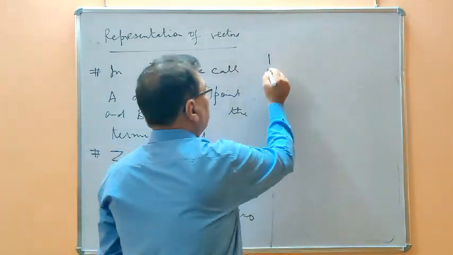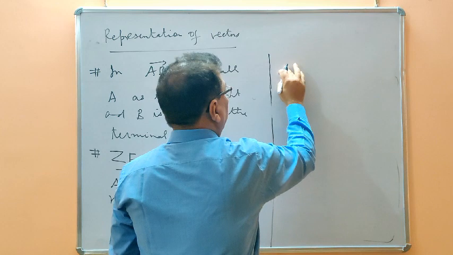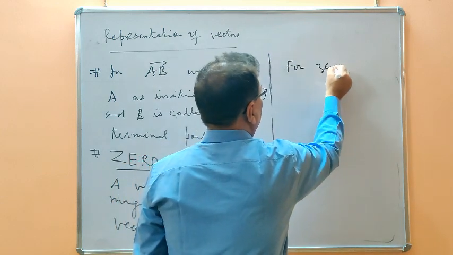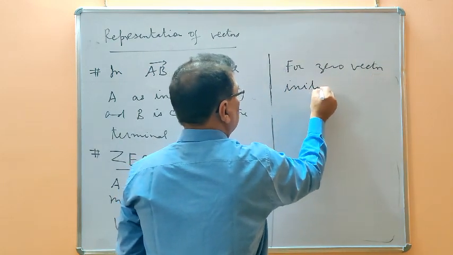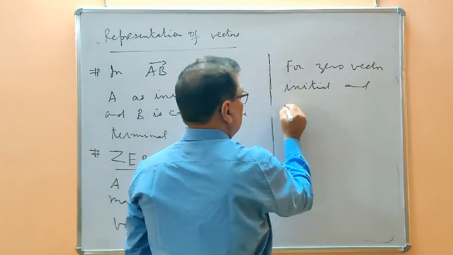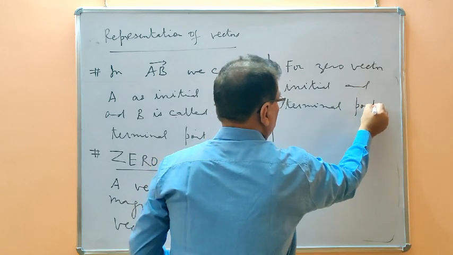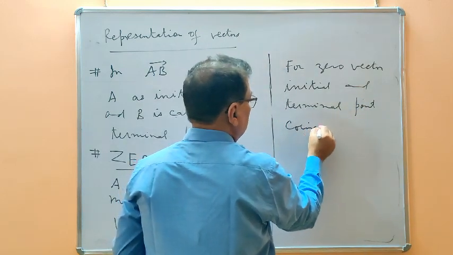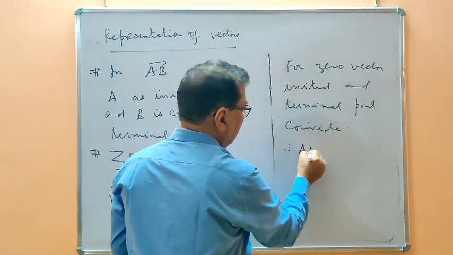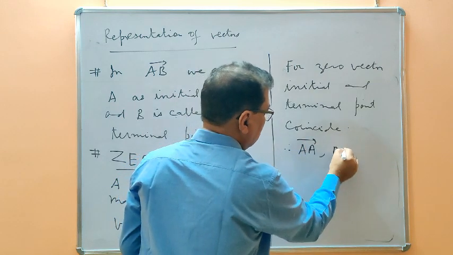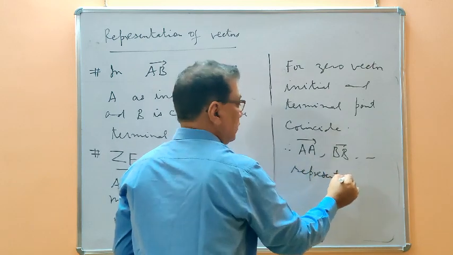Okay. So for zero vector, initial point and terminal point coincide, and therefore we can say that AA, BB represent zero vector.